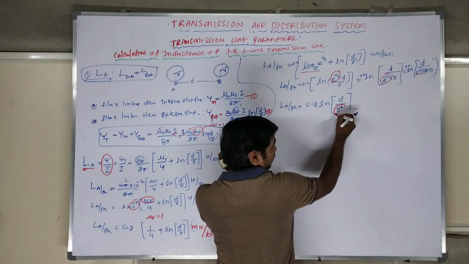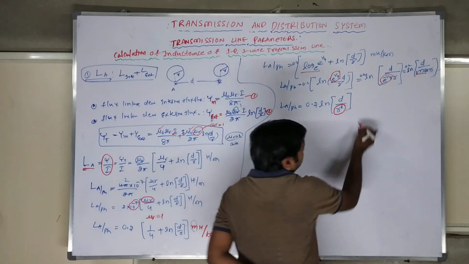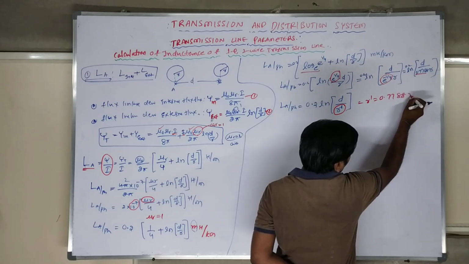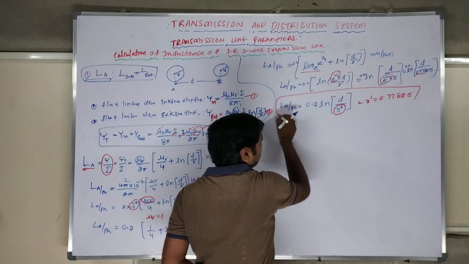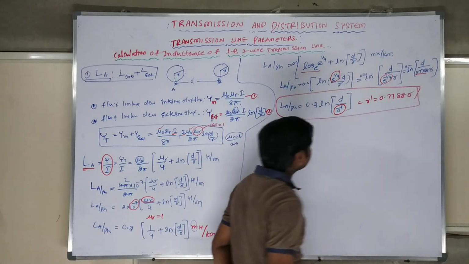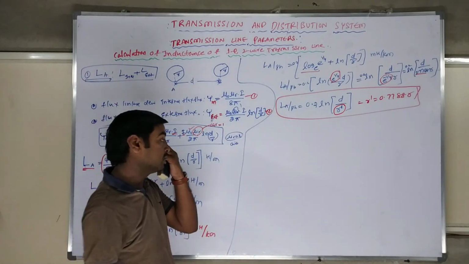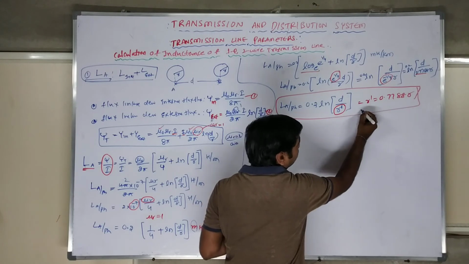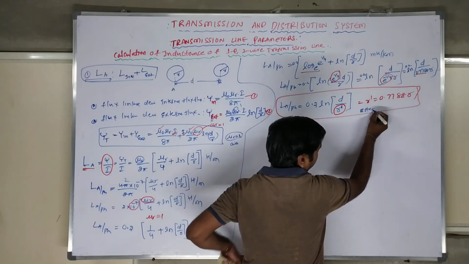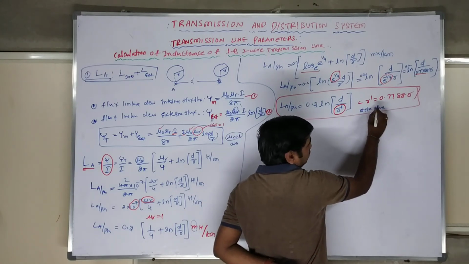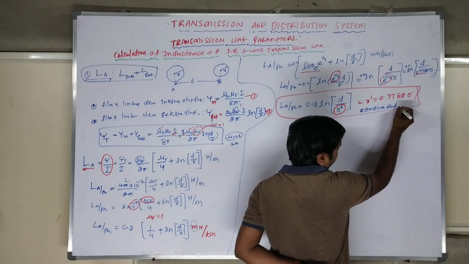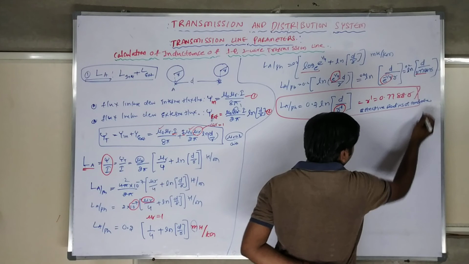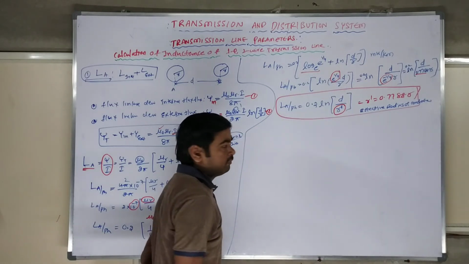This is nothing but r dash, not r. So where r dash is equal to 0.7788 into r. This is the inductance per phase of a single conductor. So what is r dash? It is nothing but the effective radius of the conductor. What does the effective radius of a conductor mean?